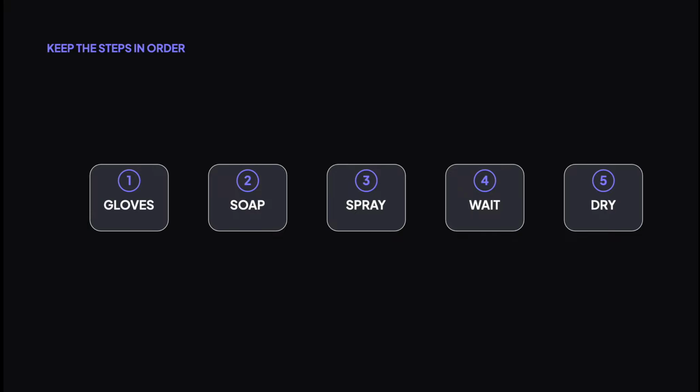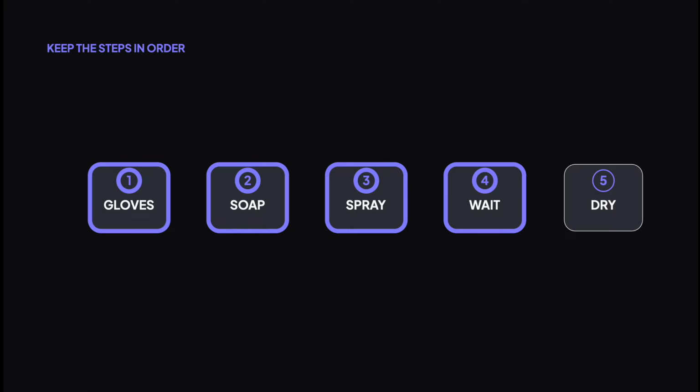Now, the order. Remember from the previous steps that this should be the order. 1. Gloves. 2. Soap. 3. Spray. 4. Wait. Then 5. Dry. Now, why does soap come first before the spray in steps 2 and 3? It's because disinfectant kills germs on a clean surface, not on a dirty one. If we try to swap these steps, the cleaning procedure becomes wrong. That's why, once more, we say the correct order out loud. Gloves, soap, spray, wait, then dry.